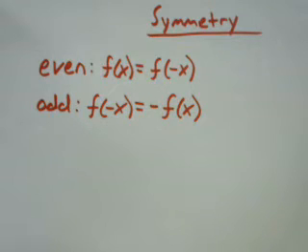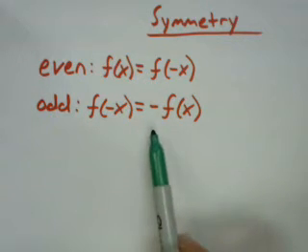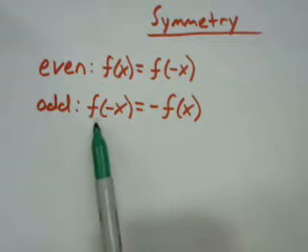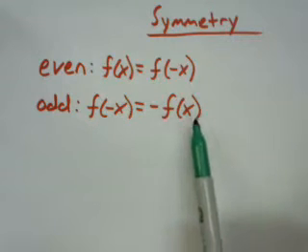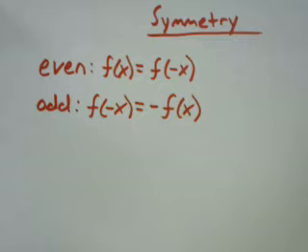Odd symmetry is when you take that negative x and plug it all in, it's the same thing as if you distribute a negative through, which means f of negative x is equal to negative f of x. Okay, so let's see how this looks in practice.